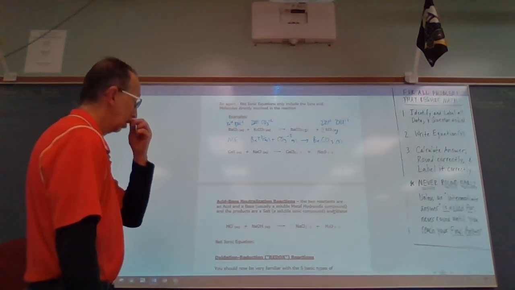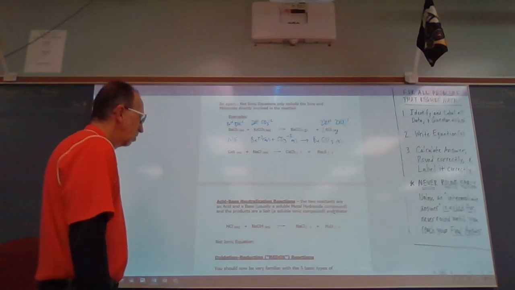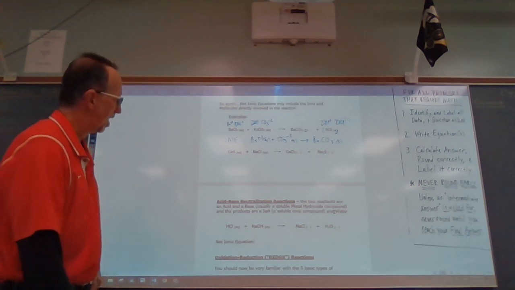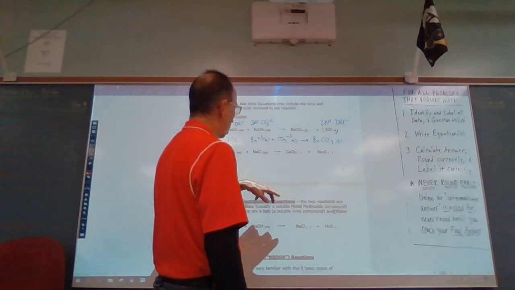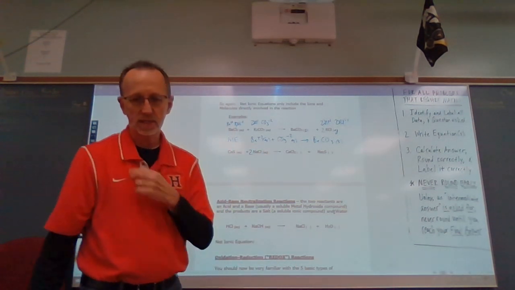All right, so let's look at the next one. Calcium sulfide, sodium chloride yields calcium chloride and sodium sulfide. Let's balance it first. Ca is good. S, it looks like we need a 2 in front of NaCl.